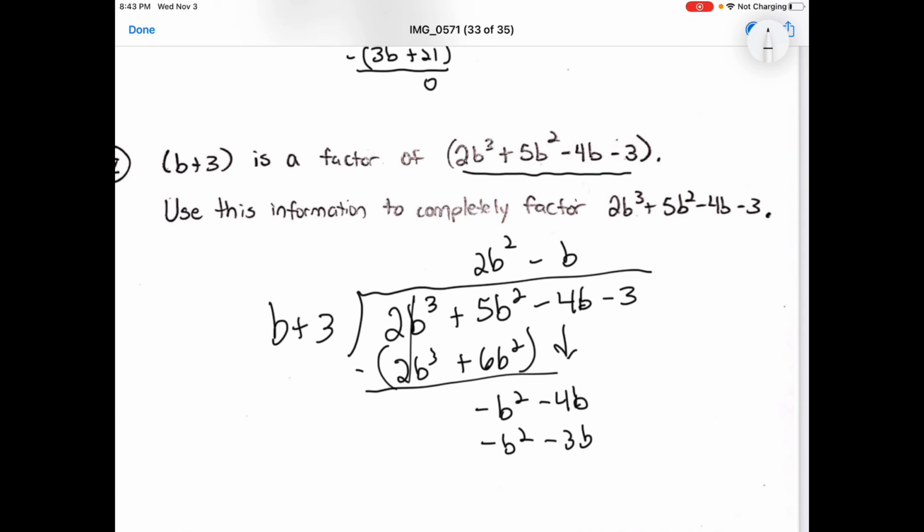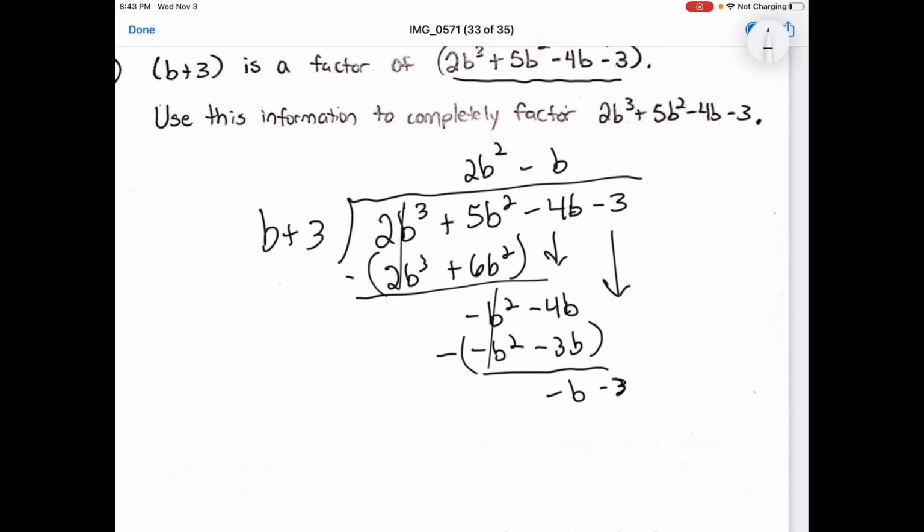Negative b squared, negative 3b. Subtract. Negative b squared minus a negative b squared cancels. Negative 4b minus a negative 3b is adding a 3b. We're going to get negative b. Bring down the negative 3. And we should get a 0 for remainder when I finish. B goes into negative b negative 1 times. Negative 1 times b is negative b. Negative 1 times 3 is negative 3. Subtracting gives me that 0.